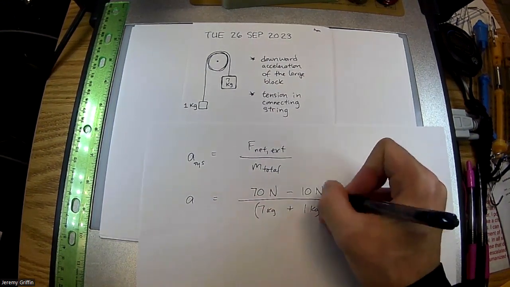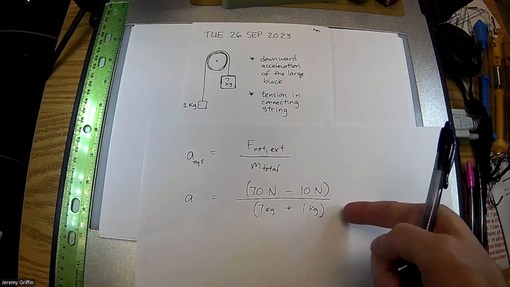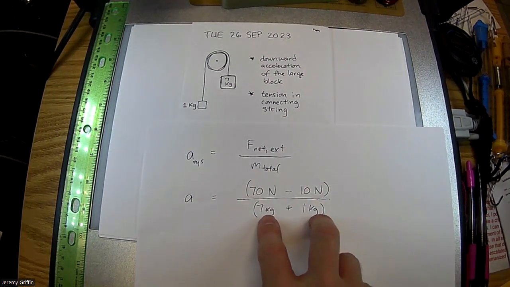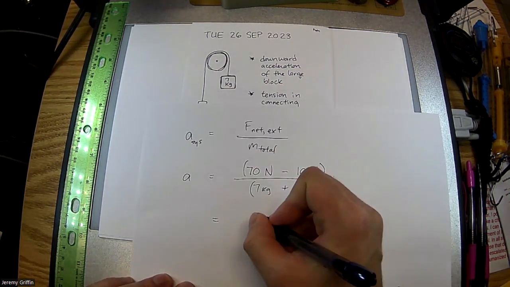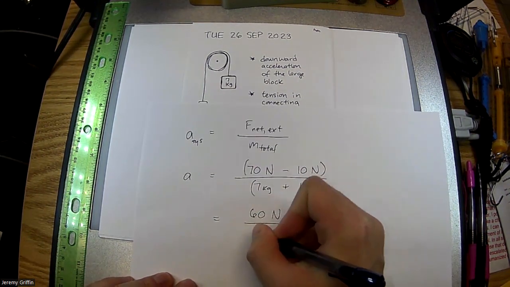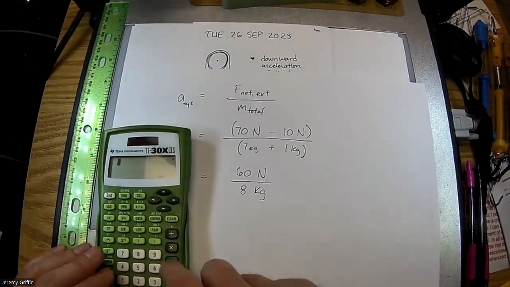So forces are vectors. In this case, they're subtracting. So you can add or subtract, in this case, subtract. But masses, inertia, that's a scalar quantity, so I'm just going to add it up. So I have a net force of 60 newtons acting on 8 kilograms. So it's going to drive it with some acceleration.